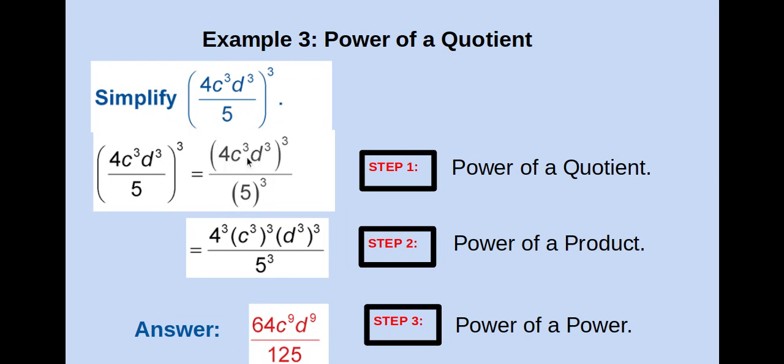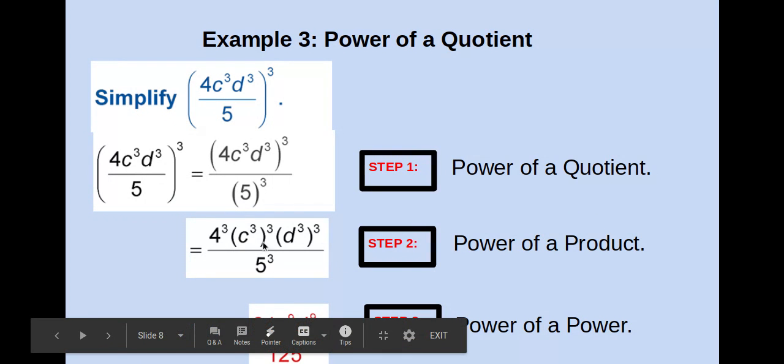So right here will be (4c to the third, d to the third) raised to the third, and then divided by 5 raised to the third. So as our first step says, power of a quotient, the entire expression is raised to 3. Now our second step is power of a product. So it may look like it has a lot of 3's here, but don't worry, I'm going to explain that. So it has 4 to the third, and then c to the third, raised to the third, and then d to the third, raised to the third. So as you can see, power of a product, like it says in step 2, we have to just raise the whole thing to 3. And then in the denominator, 5 raised to the third power, so power of a product.